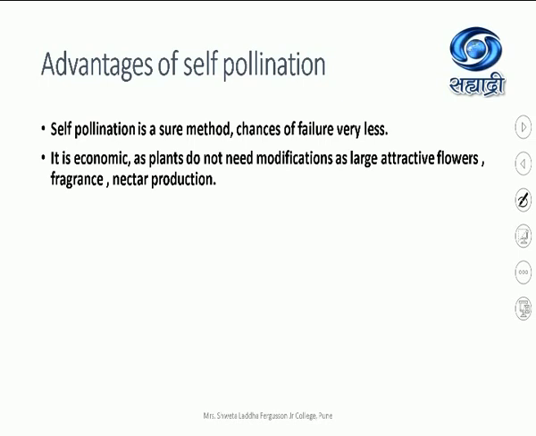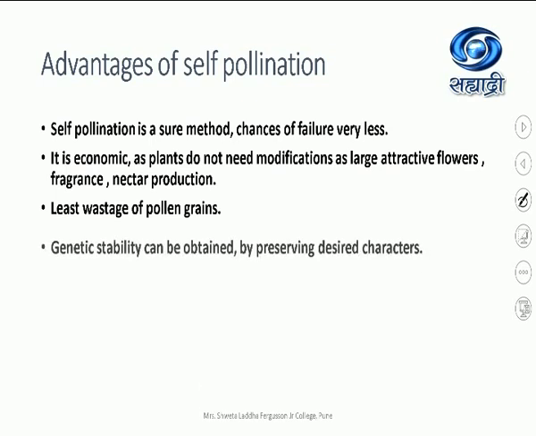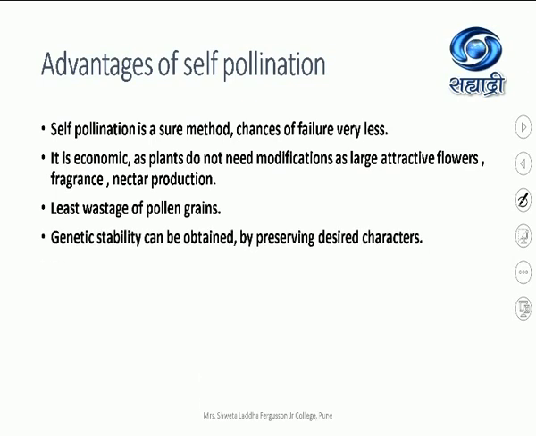They don't have to produce large, attractive flowers, fragrance, nectar, no ornamental things. So there is less wastage of energy. It is economic. There is least wastage of pollen grains. They do not have to produce a large amount of pollen grains. Genetic stability can be obtained by preserving the desired characters. And these are the advantages.